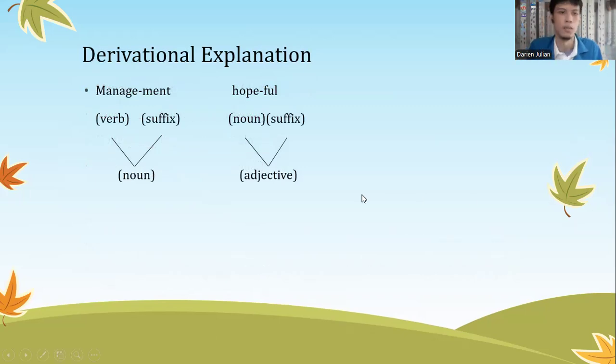As for the derivational, manage, which is a verb, and ment, which is a suffix, so when combined, it becomes a noun. Hope, which is a noun, and full, which is a suffix, so when combined, it becomes an adjective.